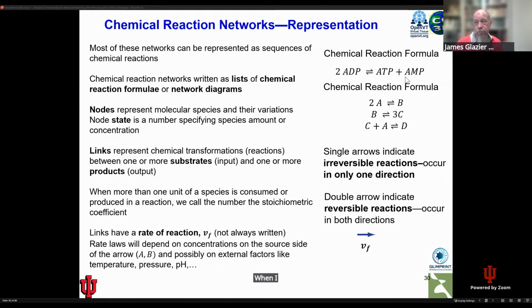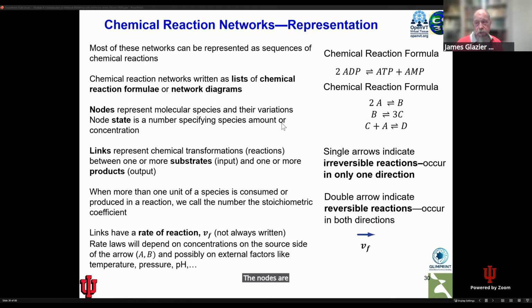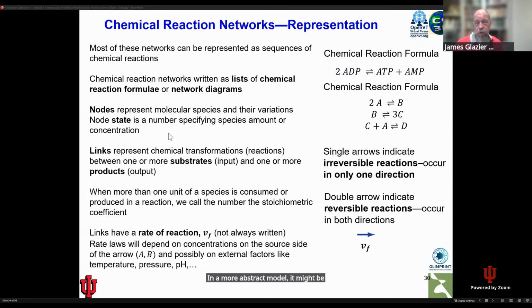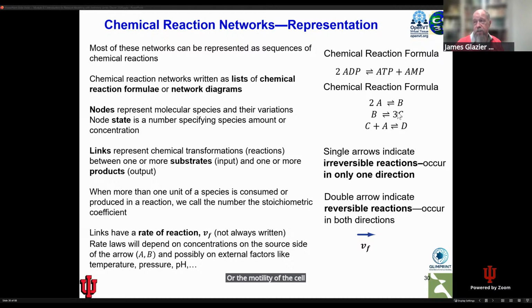When I write a chemical formula, I have the identity of the chemical species and their transformations in what's called the stoichiometry. How many molecules of A go into making B? How many molecules of B going into C? The nodes are going to represent molecular species. The node state is going to be either the amount or concentration of that species. In a more abstract model, it might be some numerical value representing something else, like the replication rate of the cell or the motility of the cell. The links, the arrows, represent chemical transformations between substrates, inputs, and products, outputs.